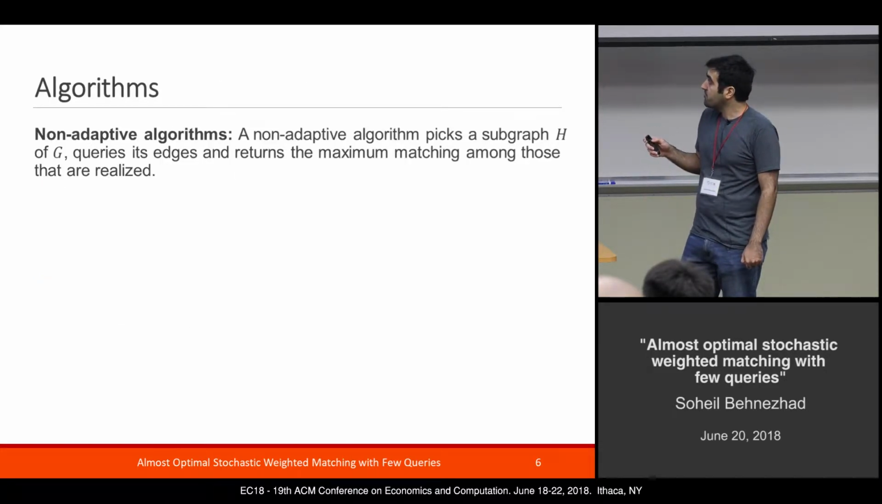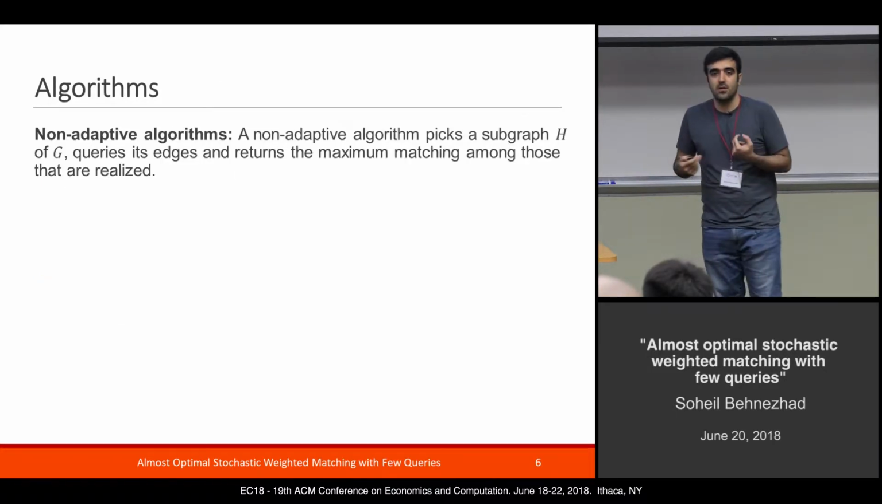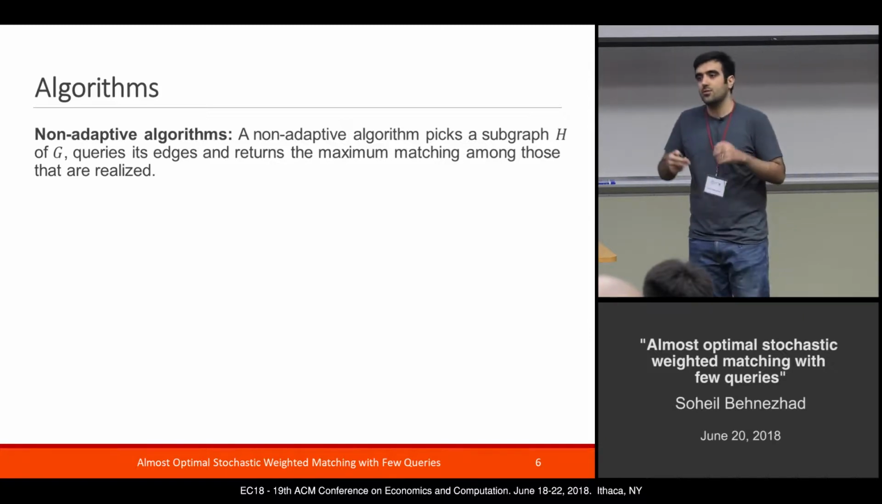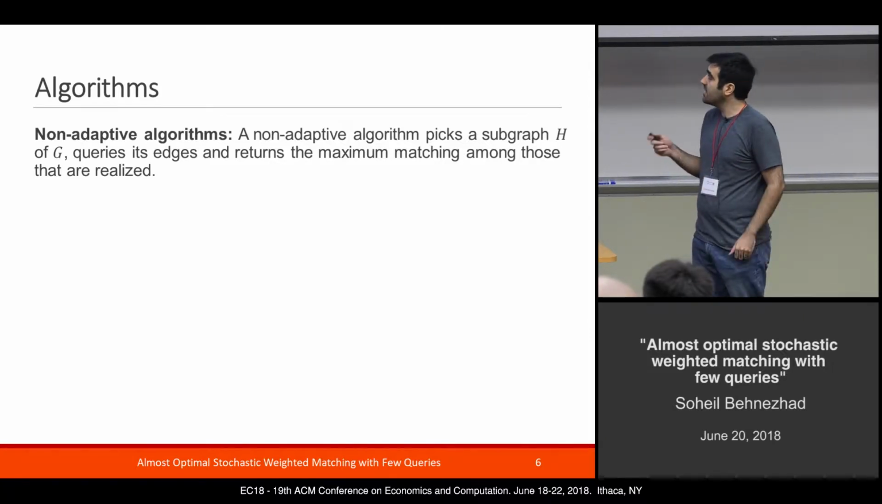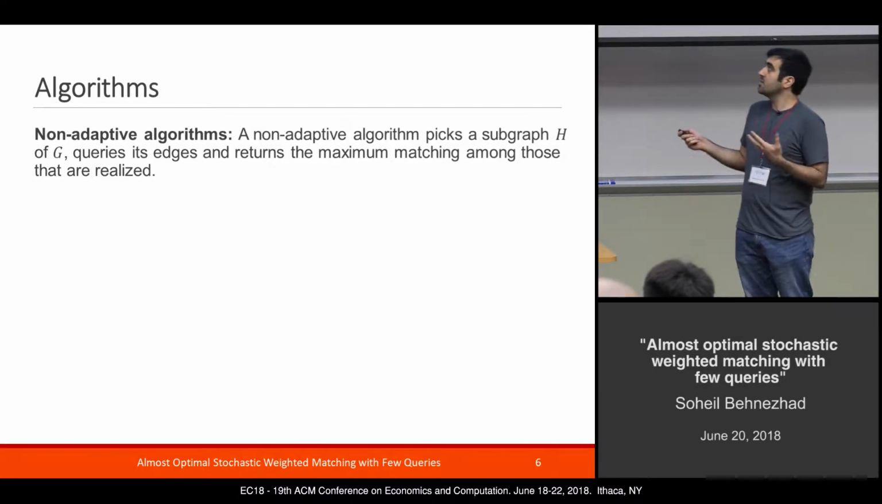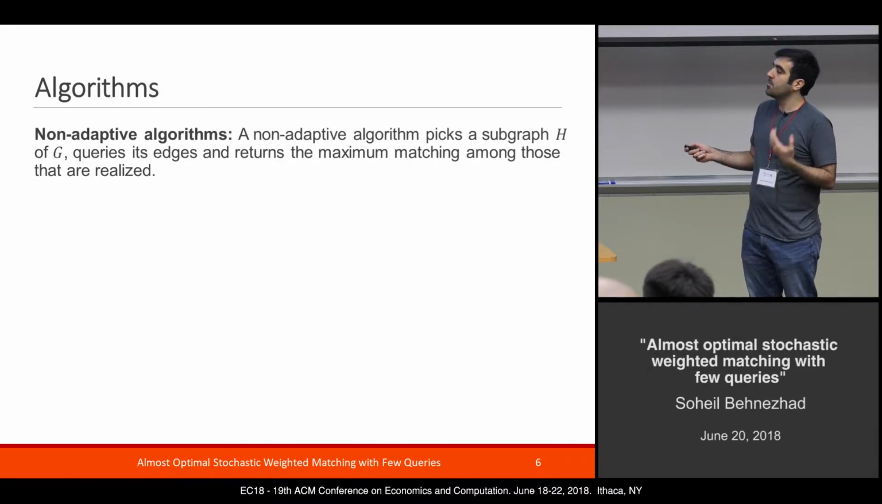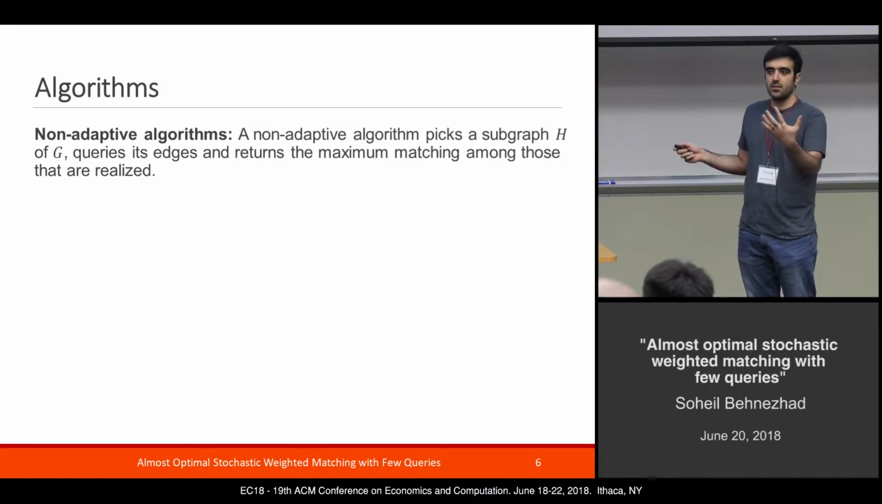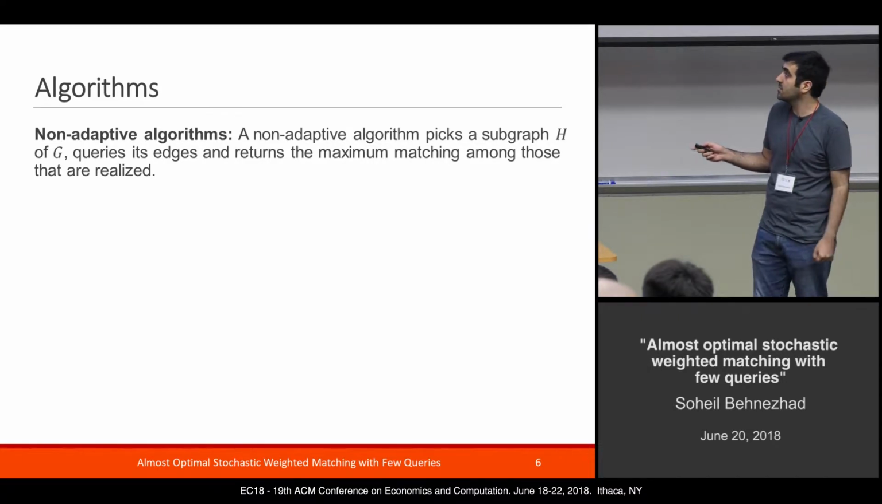OK. There are two regimes for algorithms in this setting. One is non-adaptive algorithms, where you essentially just pick a subgraph H of your input graph G, query its edges, and report the maximum weighted matching among the edges that are realized.